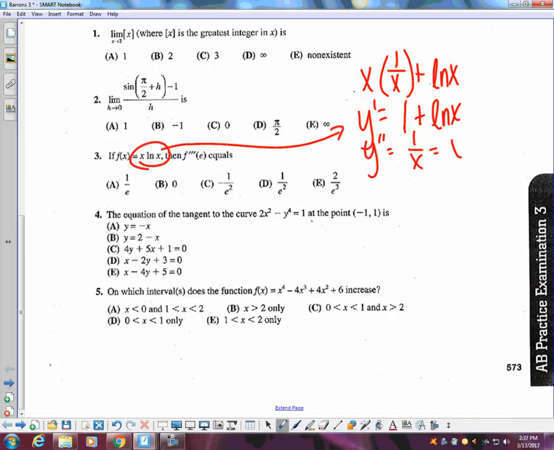Which is really x to the negative 1, right? Because I'm about to go power rule on this. Triple prime. Pull your power out front. Knock it down 1. Now what? Plug in an e. So negative 1 over e squared.